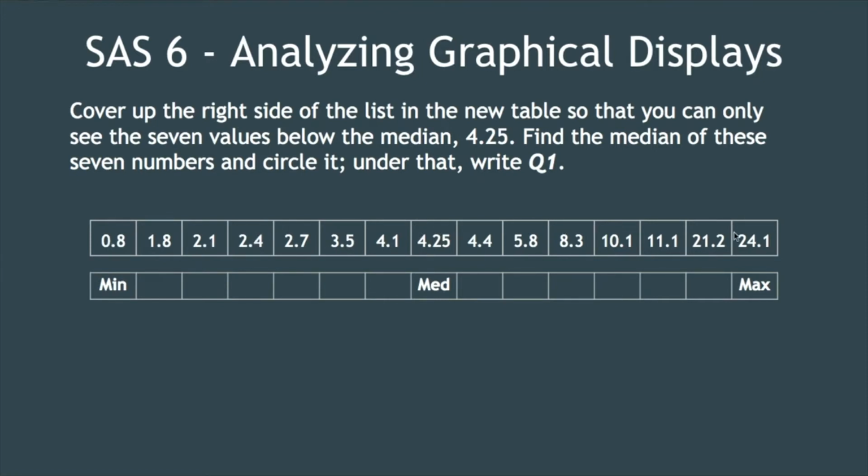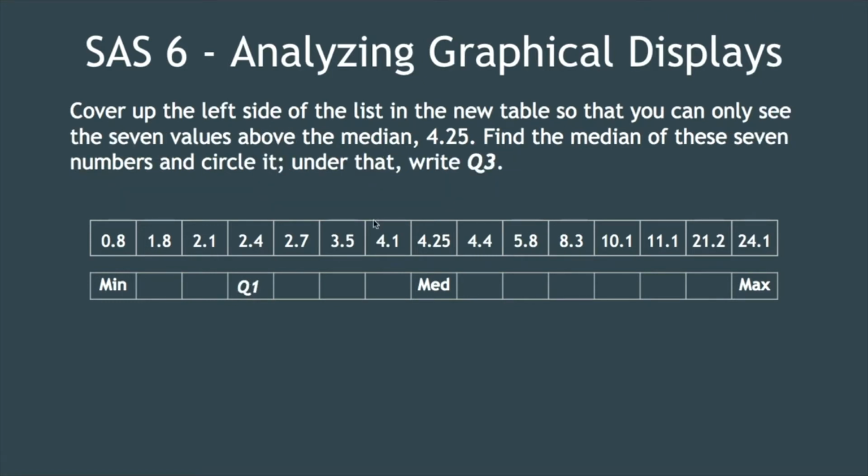We're not talking about these values over here, just the values on this side of 4.25. 1, 2, 3, 4, 5, 6, 7. Guess what? That value 2.4 is your Q1. We'll tell you what Q1 stands for here in a minute. All right, now we're going to cover up this left side, and we'll do the same thing with the right side. These 7 values have a middle number, and that's 10.1. We'll write that as Q3.